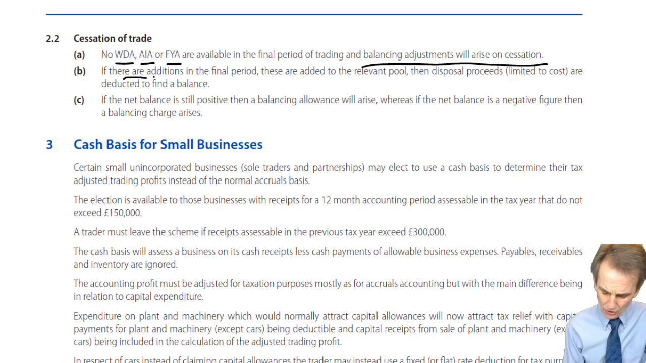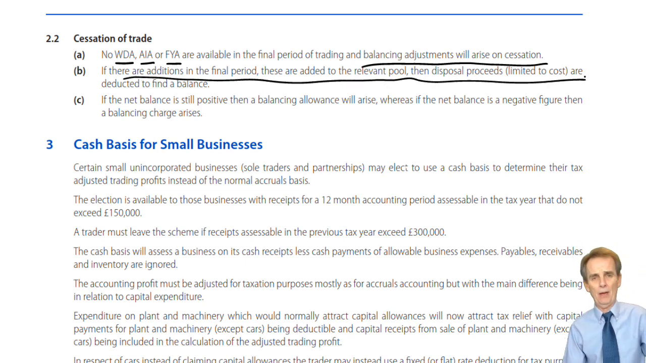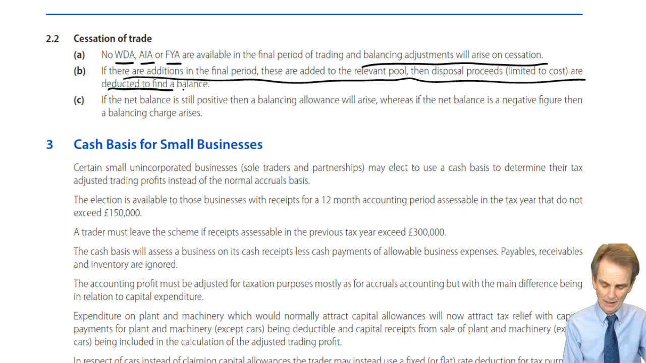So if we do have additions in the final period of trading, you simply add them to the relevant pool, whether it's main, whether it's special rate, or whether it's in its own pool, like an asset with private use by the proprietor, for example. We then deduct our disposal proceeds in the normal way. Remember, with proceeds, we deduct sales proceeds to a maximum of original cost. You can never take out more than you originally put into that computation. And they're deducted to find that balance.